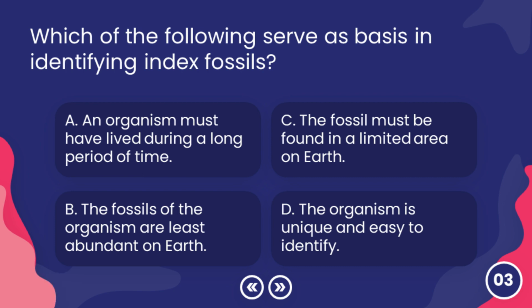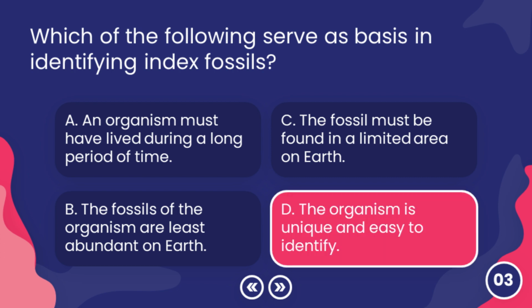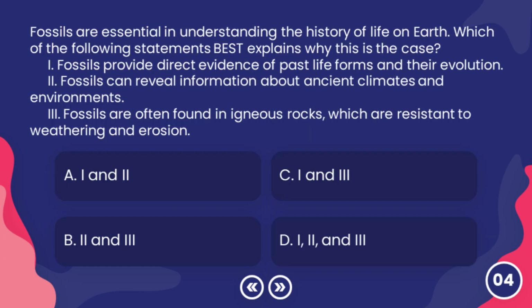What do you think is the best answer? Well done! The answer is letter D. The organism is unique and easy to identify. For question number 4. Fossils are essential in understanding the history of life on Earth. Which of the following statements best explains why this is the case?